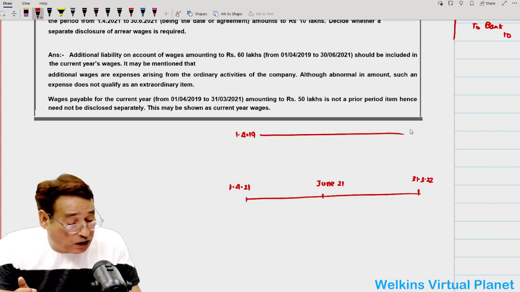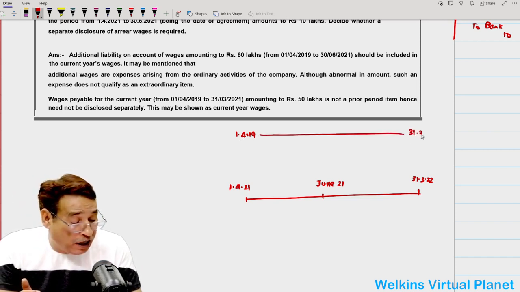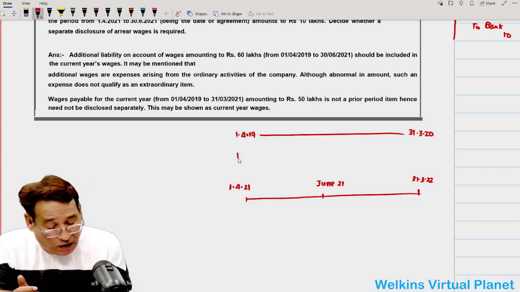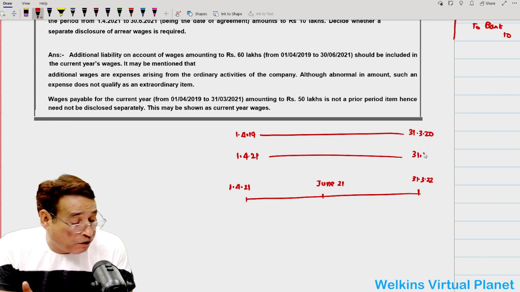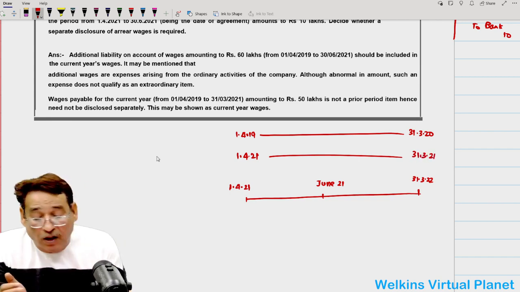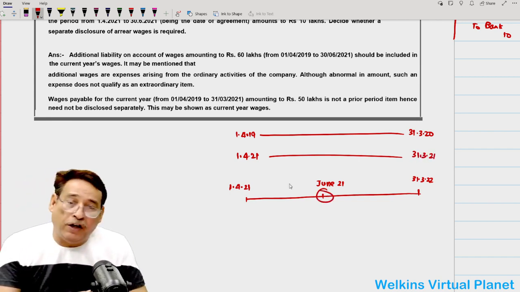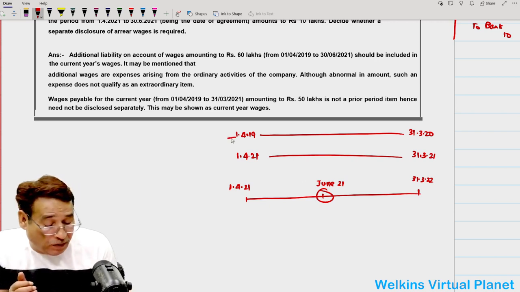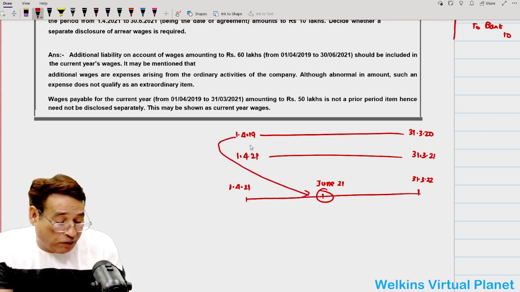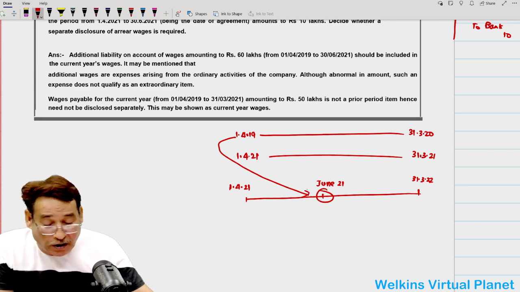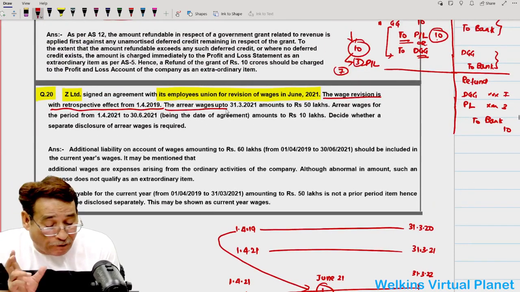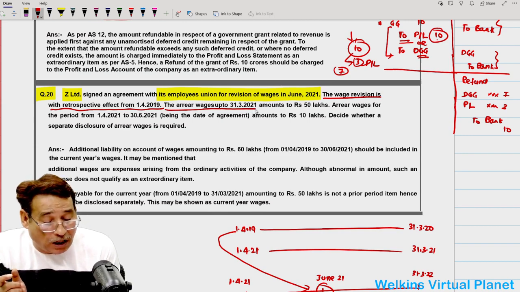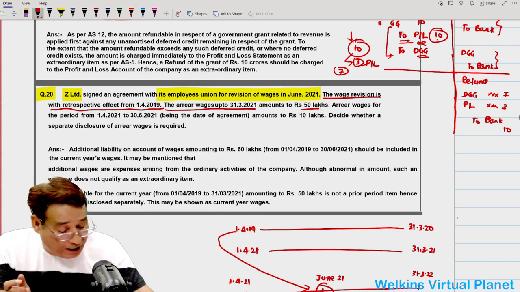From 1/4/2019, that means this year will end over here, and in between the next year will also start on 1/4/2021. It will end on 31/3/2021. So anyway, the agreement is signed over here, and we told them that we will give you arrears of wages from this particular period to this particular period. But further, the question says that arrears of wages up to 31/3/2021 amounted to 50 lakh.